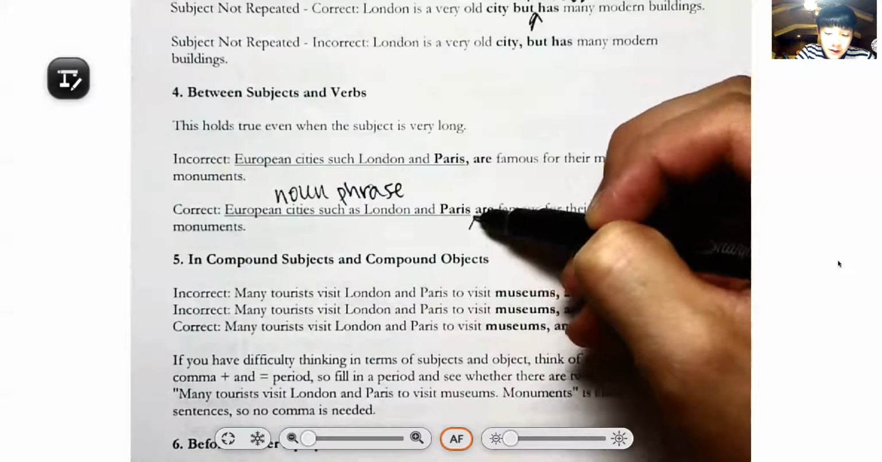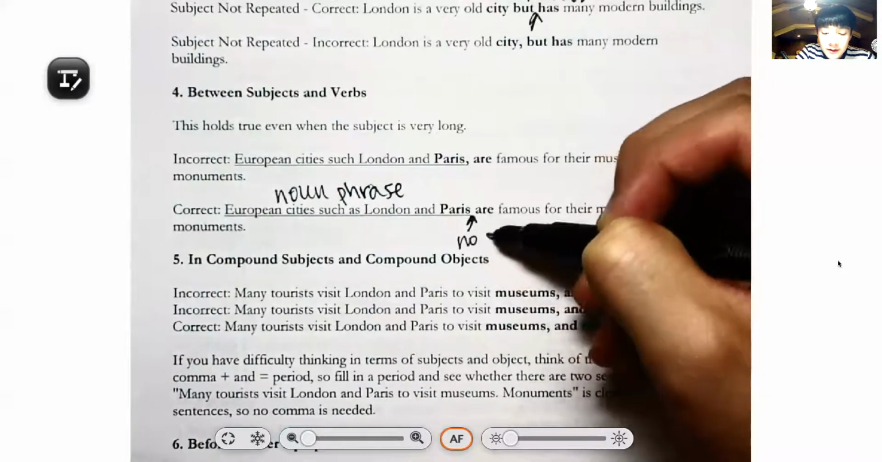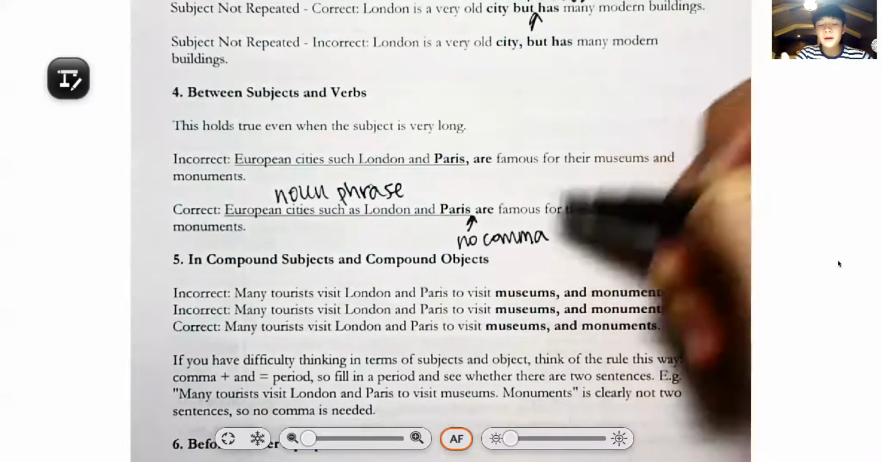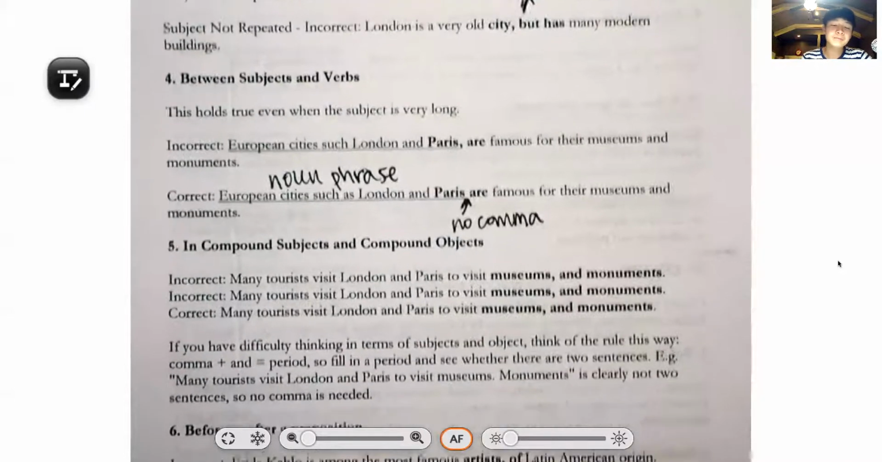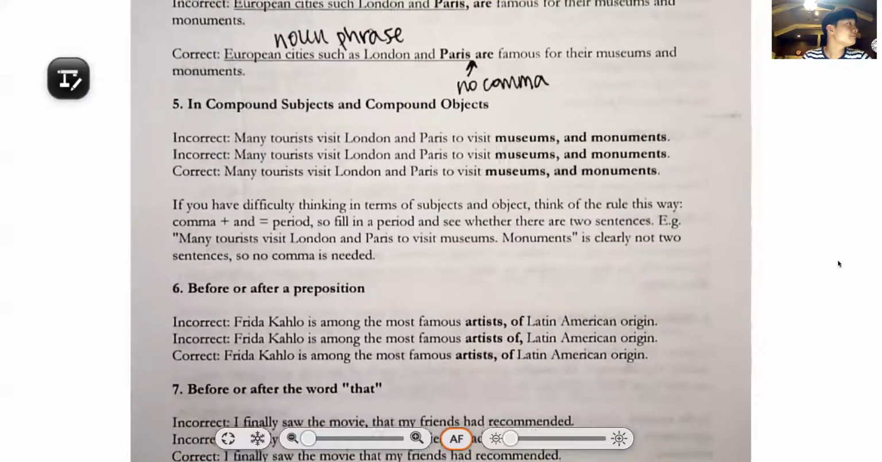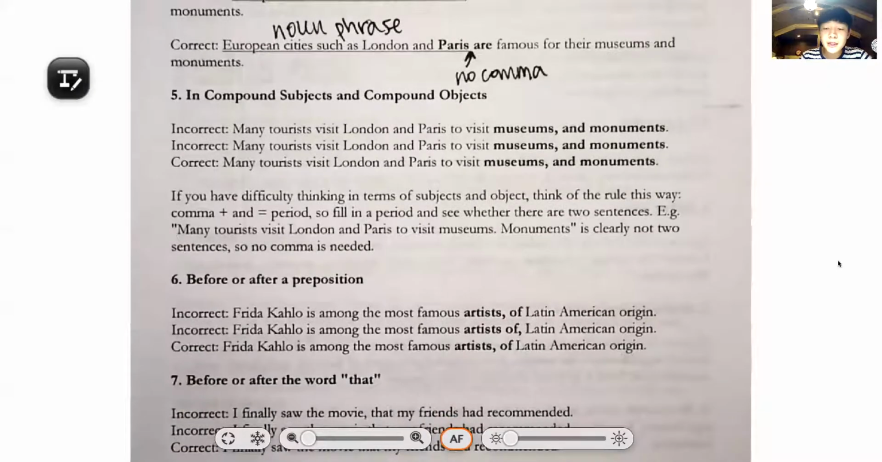So the correct version doesn't have a comma there because, of course, the noun and the verb are meant to be together. It's like how I like to think about it. And you don't separate them by a comma because that disrupts the flow of the sentence, no matter how long the subject is. In compound subjects and compound objects, you never put commas.